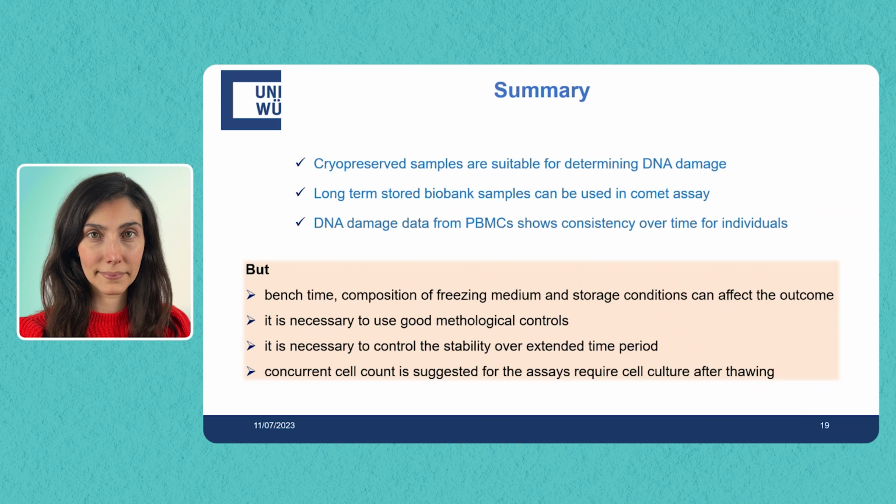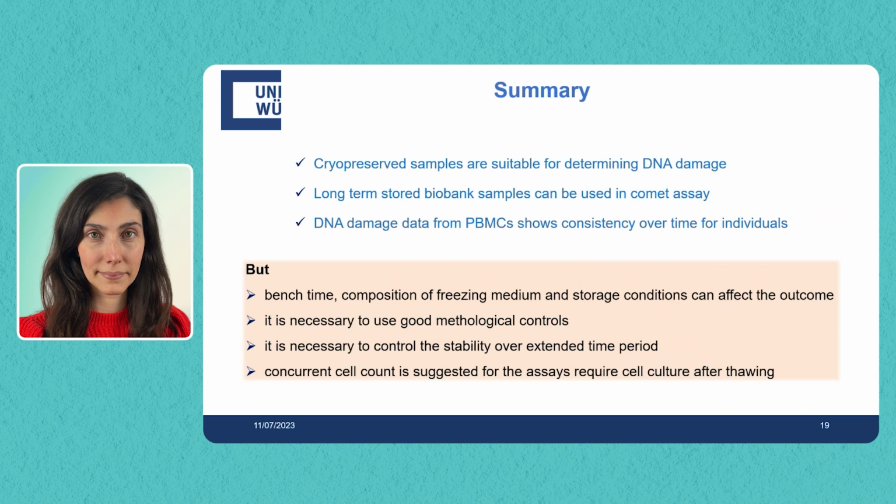But there are important factors we still need to consider. Bench time and the composition of the freezing medium are important. Storage conditions can affect the whole outcome, whether it's liquid nitrogen or -80, whether your -80 is fluctuating, and when you ship the samples, what the temperature fluctuations are during this time. We need good methodological controls, and frozen cell lines can be useful for this aim. It's necessary to control the stability over an extended time period.